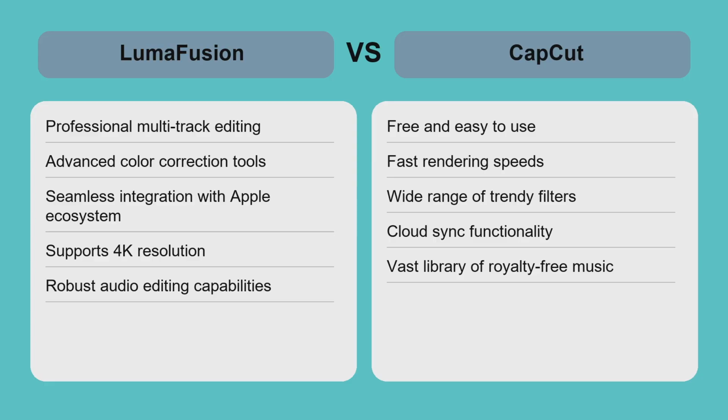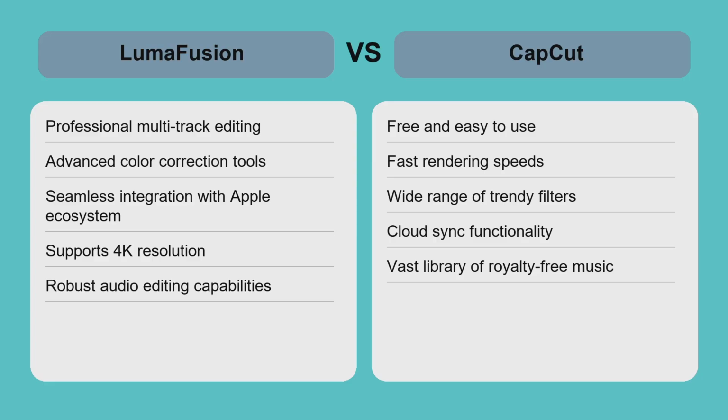LumaFusion excels in professional features like multi-track editing, advanced color correction, and fine audio control, making it ideal for detailed projects on Apple devices. In contrast, CapCut prioritizes ease of use and creative effects, perfect for fast social media content creation across platforms. If you need precision and depth, LumaFusion is the better choice, but it requires time to master. CapCut offers speed and trendy features, but lacks the advanced tools for complex editing.